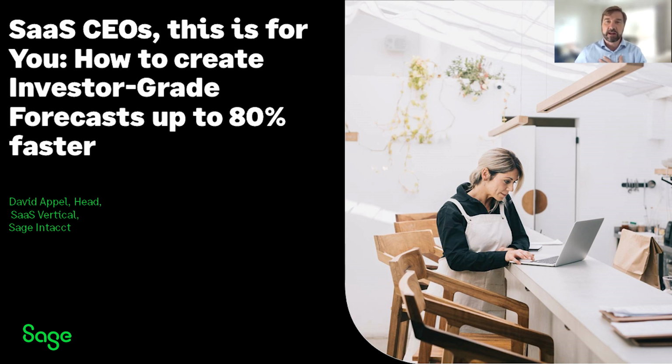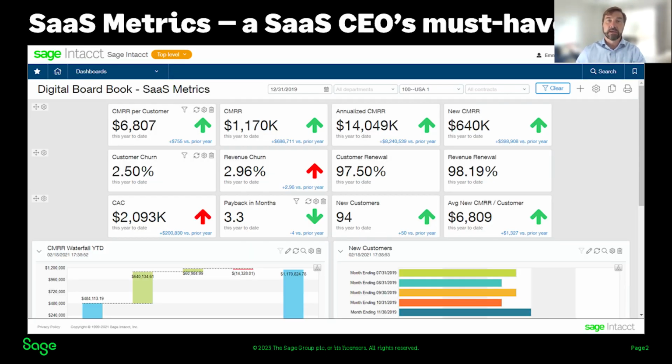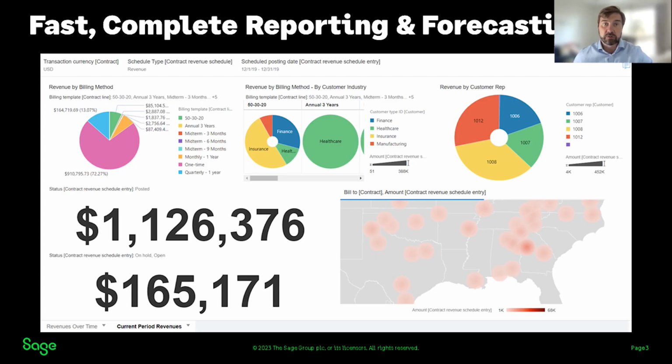My name's David Apple, head of the SaaS vertical here at Sage Intacct. Let's start with this. Your SaaS metrics dashboard: CMRR, annualized CMRR, customer churn, revenue churn, renewals, the ability to drill in to great detail on any of these, created for you in order to guide making the big decisions, because the data is all in one system with the analysis on the departments and the dimensions that you can go deeper into. And then see it graphically, different types, revenue by billing method. Your finance team, by putting this in, can craft this and customize it for you.